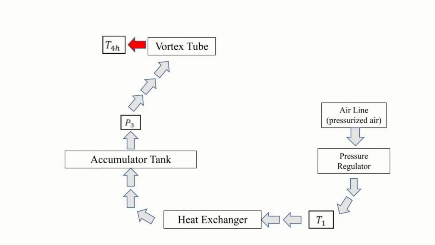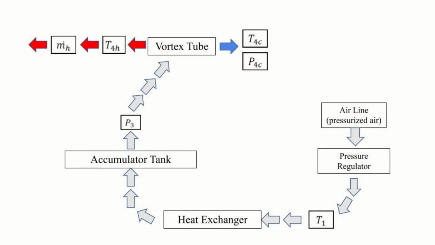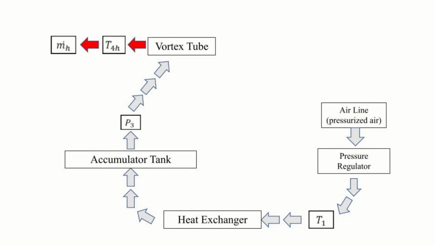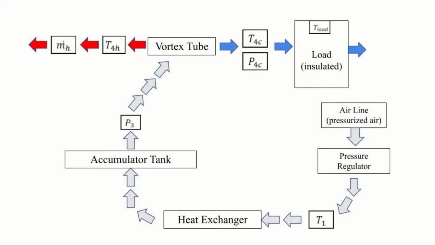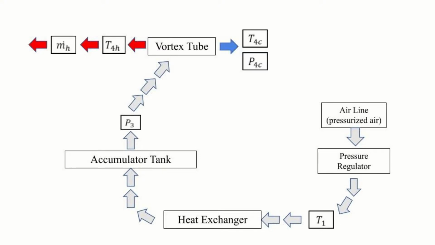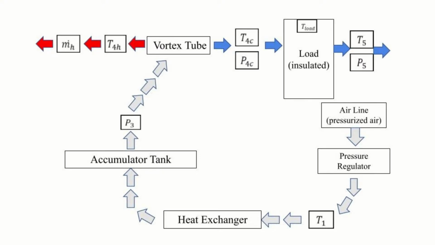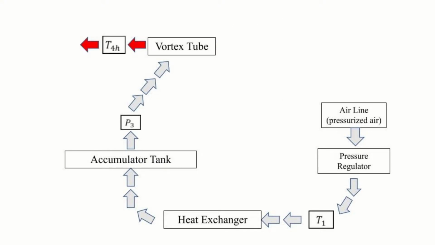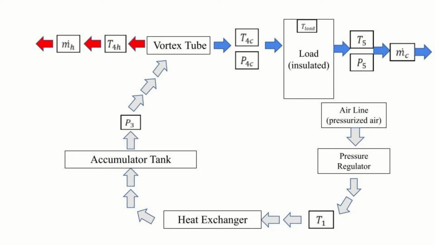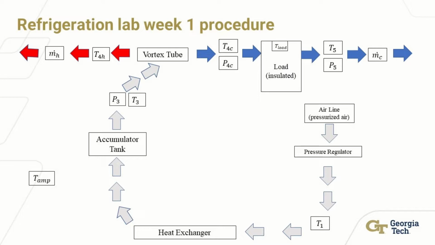Once in the vortex tube, the air will then be separated into a hot flow and cold flow. The hot flow will come out one end, where the temperature and mass flow rate will be recorded. The cold flow will come out the other end, where the respective temperature and pressure will be recorded. The cold air will then continue into the insulated load. After the temperature is recorded for the load, another temperature and pressure reading will take place, followed by the mass flow reading. The ambient temperature sensor isn't actually a part of the flow of the system. So in order to take that measurement, the thermocouple must be switched out once we reach steady state.